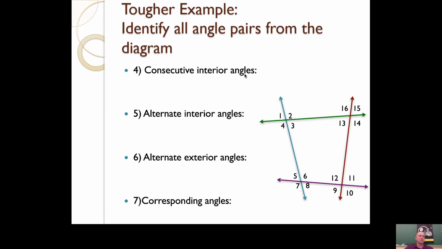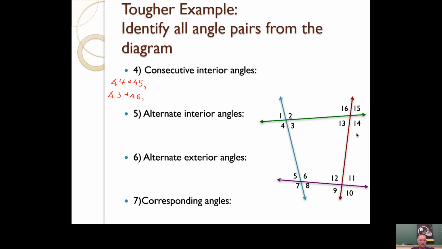We're looking for consecutive interior angles. Let's just pretend that the red line is not there for a second. If it helps you, take a piece of paper or your pencil or your hand, cover up the red line. Just name the consecutive interior angles along the blue transversal. It would be angle 4 and angle 5 together as a pair. And on the other side would be angle 3 and angle 6. Now, there's many more consecutive interior angles in the diagram, but you have to cover up a different transversal. So we had the red covered up. How about we cover up the blue now?